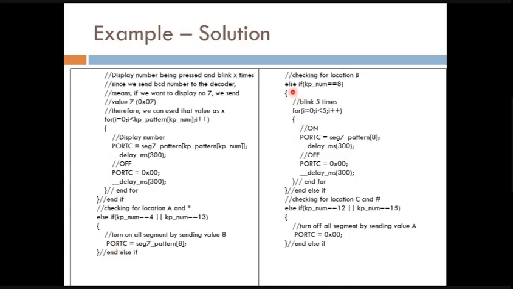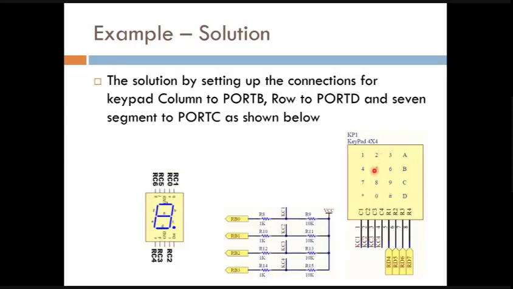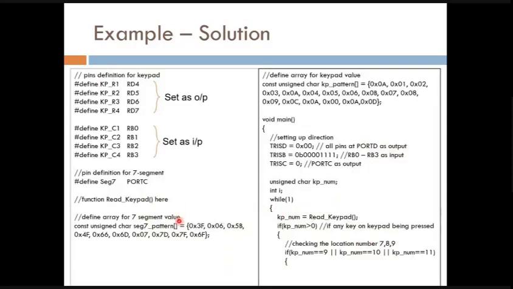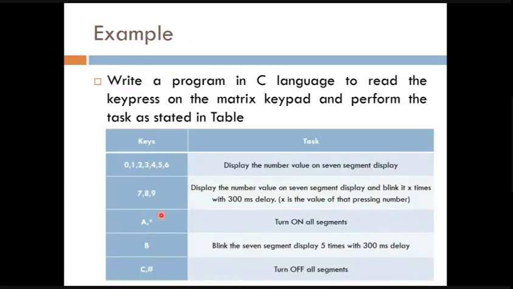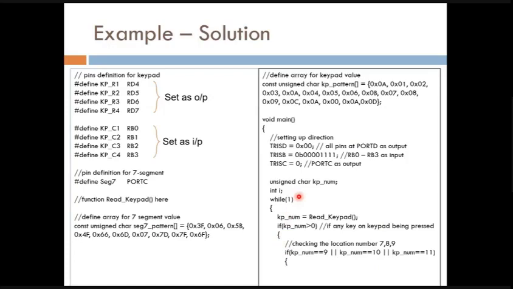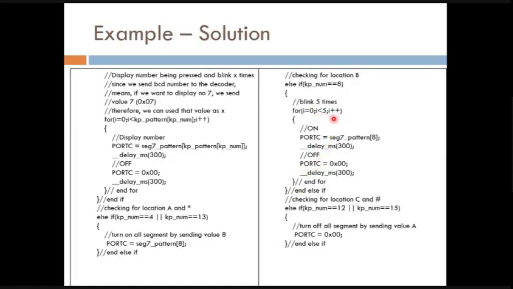And then after that, another else if checks another key. This time 8. 8 would be here B. B means that the segment blinks 5 times. Still the same, pattern 8. On, off, wait for 300 milliseconds.